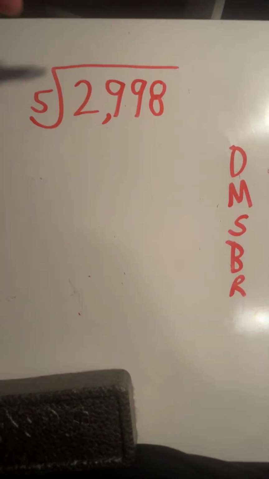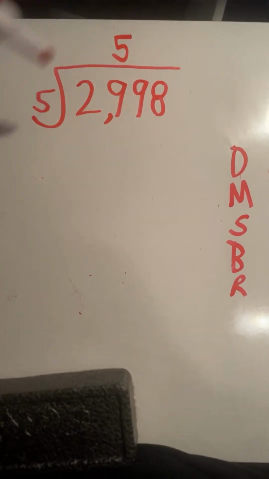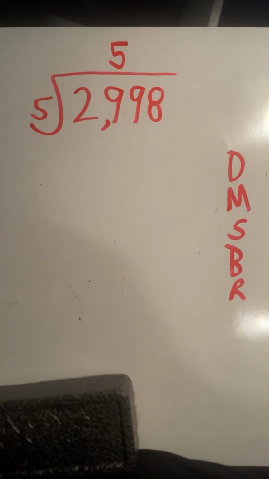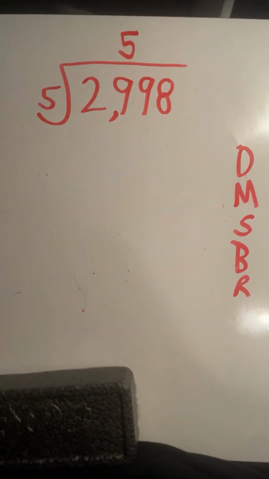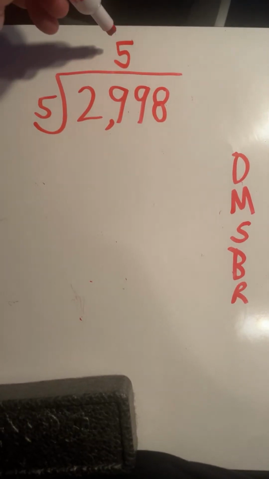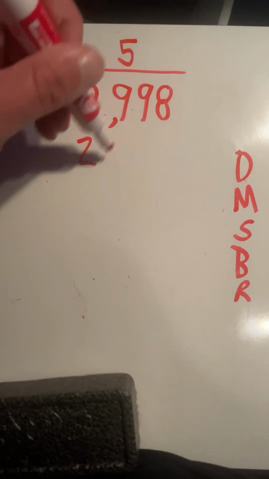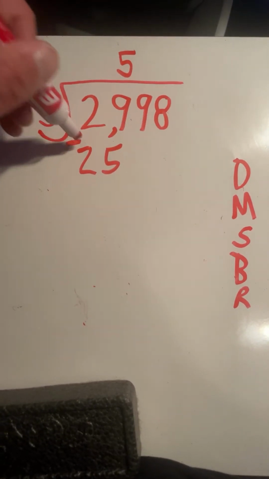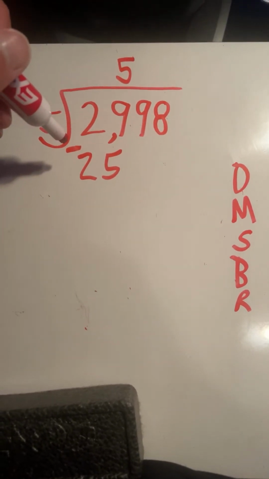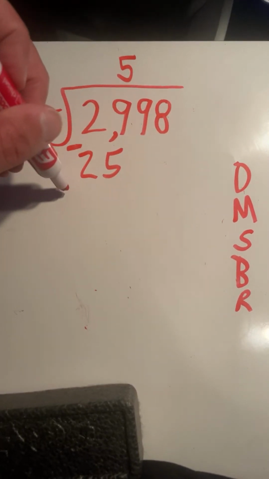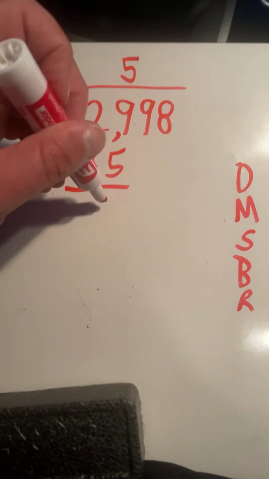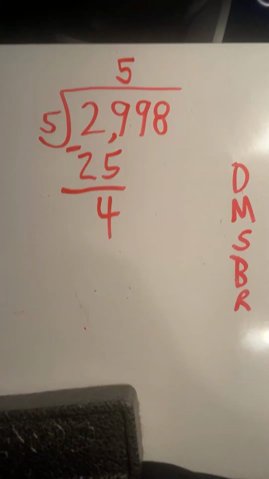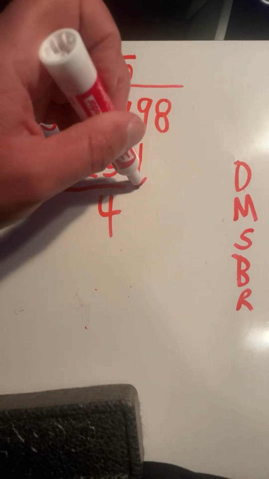29 divided by 5 equals 5, with a remainder, of course. There is a remainder. So we've divided. Next, we multiply. 5 times 5 equals 25. 29 minus 25 equals 4. So next step, we subtract. Next step, we bring down. We're going to bring down the 9. The 4 is going to become a 49.